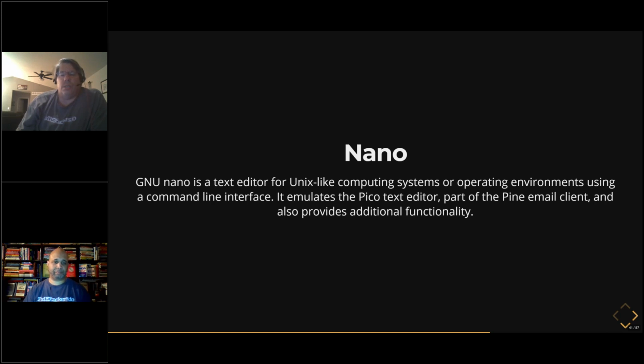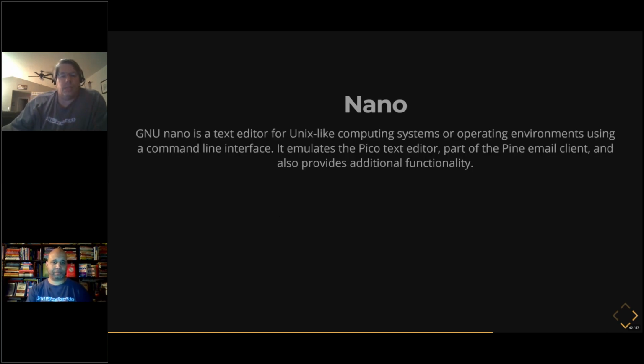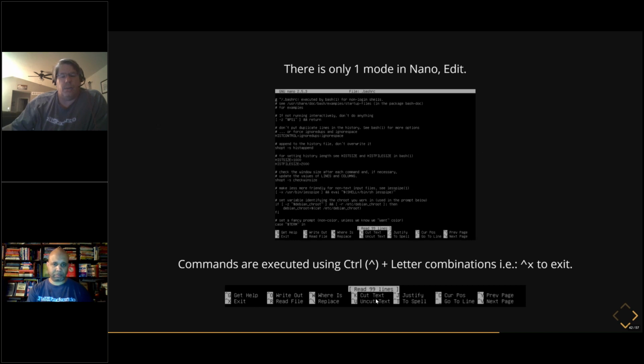It was used originally as part of Pine's email client functionality, so it was written more as a user-facing text editor than an administrator's text editor. Here's a screenshot of Nano. You can see that it has the commands at the bottom. The caret there is the control key. So caret, control, and letter combinations allow you to execute the commands currently listed at the bottom.